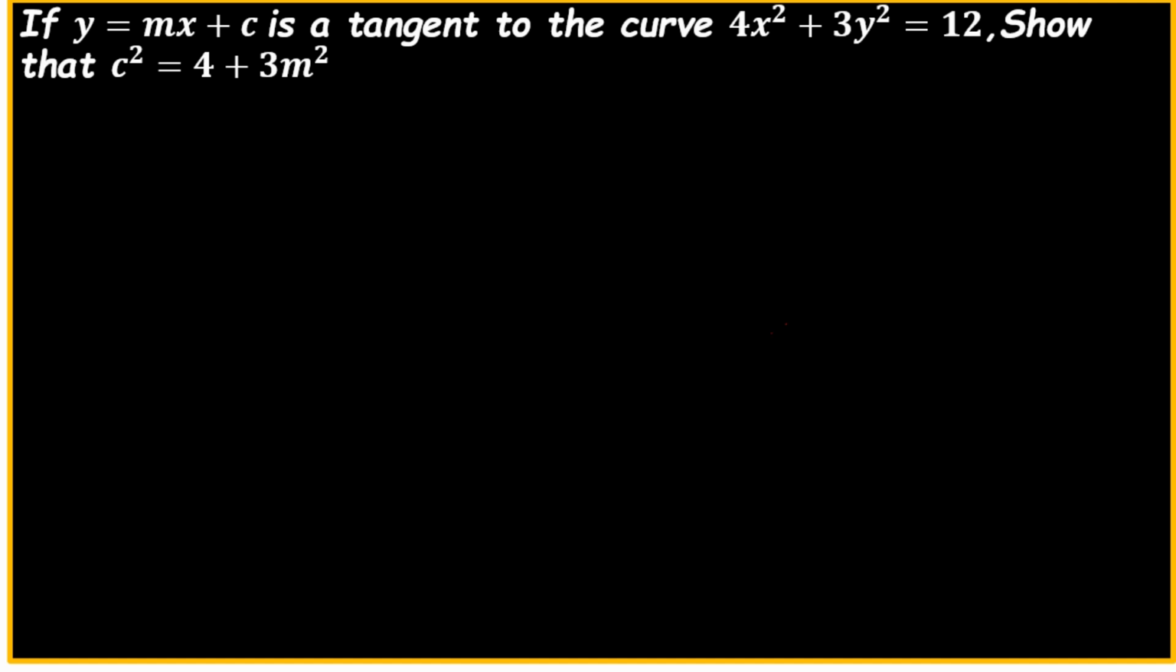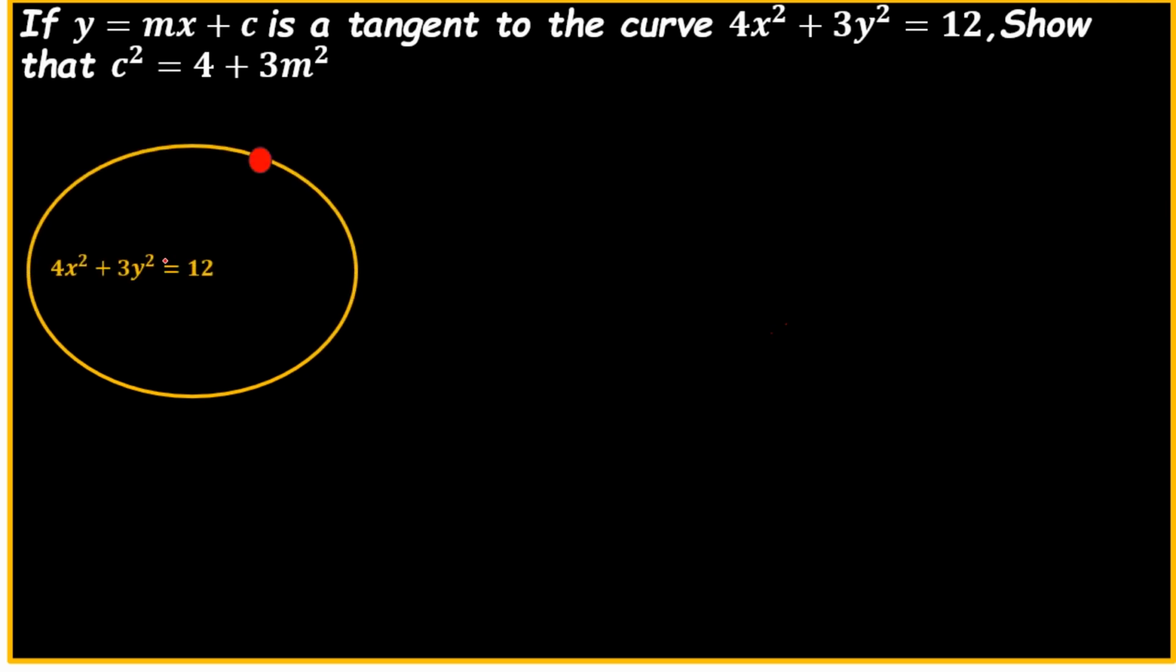Hello everyone. This question requires us to derive the expression c squared is equal to 4 plus 3m squared from the condition of tangency of a line y is equal to mx plus c to an ellipse 4x squared plus 3y squared, everything is equal to 12. Now the first thing to do is to sketch our ellipse, and then the tangent y is equal to mx plus c. Okay, so now we are going to have our point of contact.